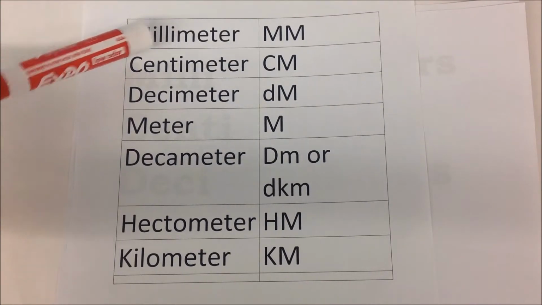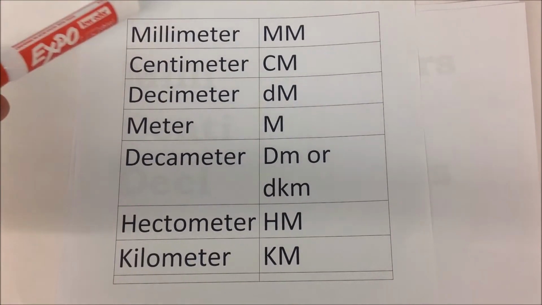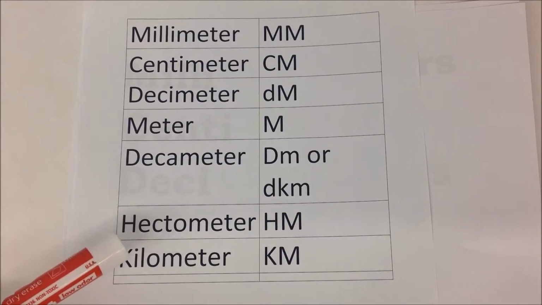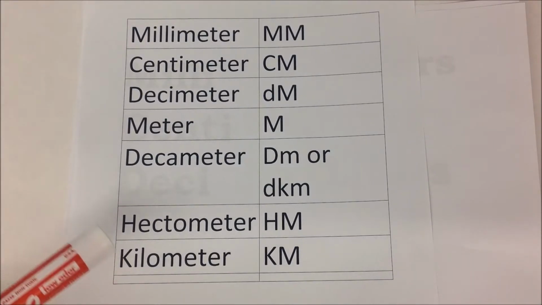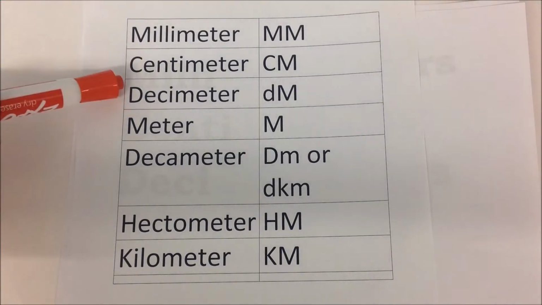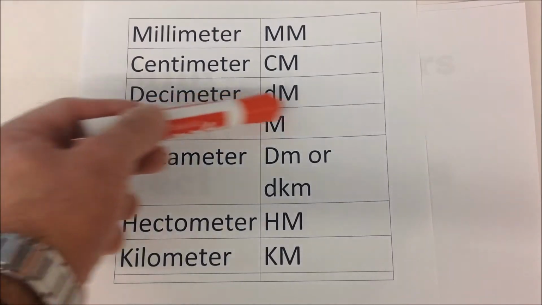Right? And there is something smaller than millimeter. There is the micrometer, and there's the nanometer, and there's even a picometer, but we're not going to talk about those in 5th grade. And there's things greater than the kilometer. There's a megameter, there's a gigameter, and there's a terameter. And you may be familiar with those prefixes in technology. So we have a millimeter, centimeter, decimeter, and meter is the base unit.